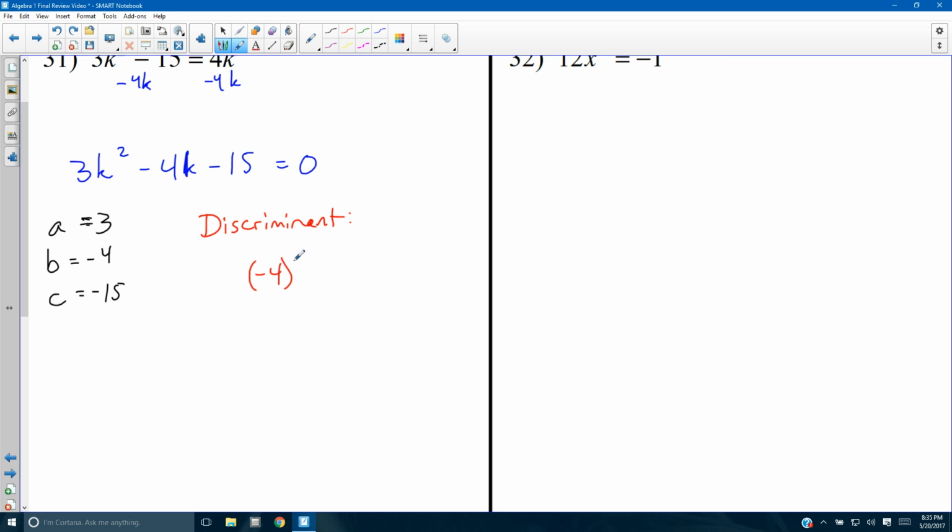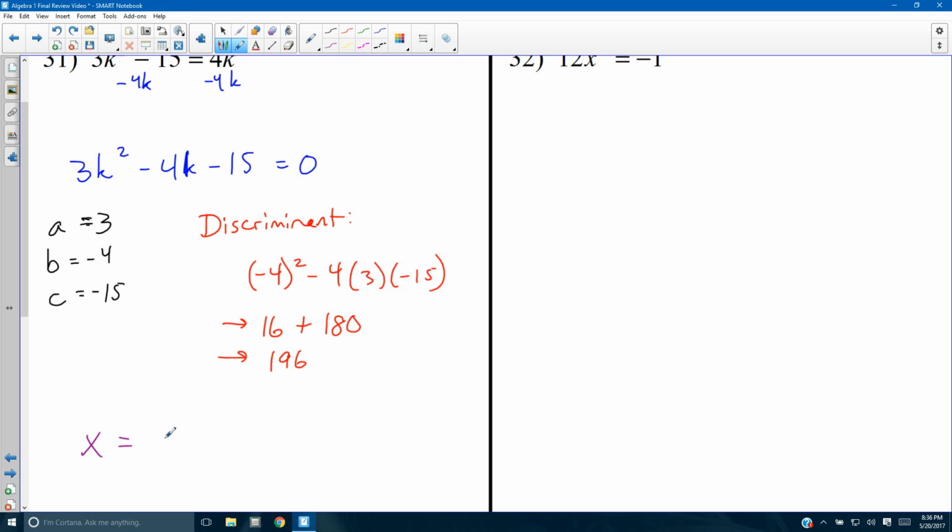b squared minus 4ac. Negative 4 quantity squared is 16. This is 4 times 3 times negative 15. That is negative 180. We're going to do 16 minus negative 180. That's 16 plus 180, which is 196. That number inside the square root will be 196. So let's try and do the quadratic formula now based on that.